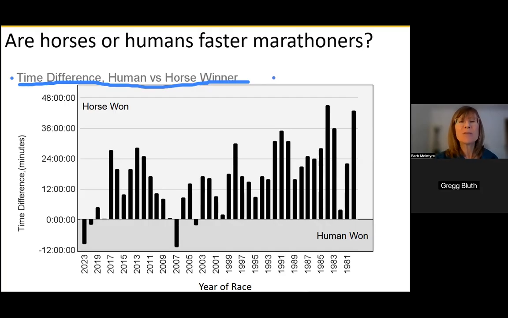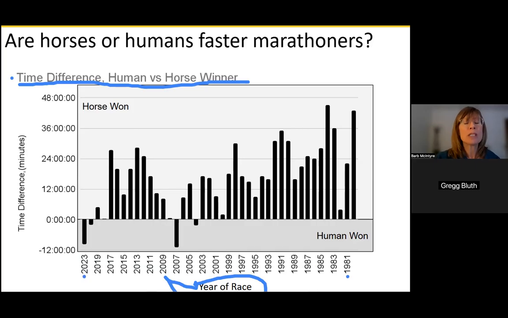The next thing I'm going to do is look at the axes, and I'm going to start with the x-axis, and I see that the label is year of race. So I'm going to expect to see the years that each race was run, and I'm noticing that we're starting with 2023 on the left, and then we're going back to 1981 on the right. So that tells me that we're covering roughly 40 years of race results.